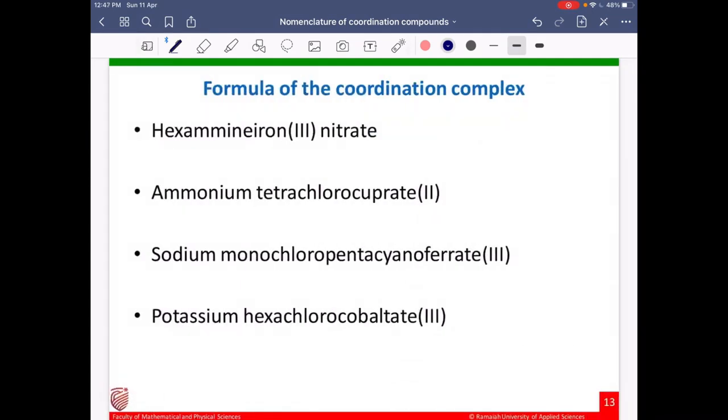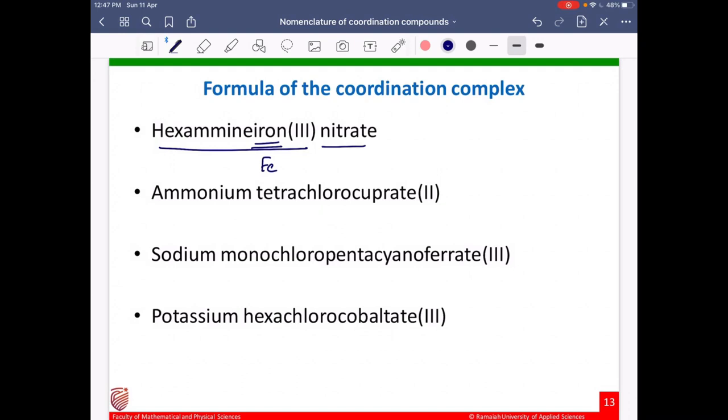Now reverse. If we get the name of the coordination complex, will we be able to write the structure or the formula of the coordination compound? So conversion from the nomenclature or the name to the formula. Hexaammine iron(III) nitrate. In this structure, first we have to write the cation, then the anion. In the cation, in the formula, first we have to write the metal. Reverse. Then we have to write the ligand.